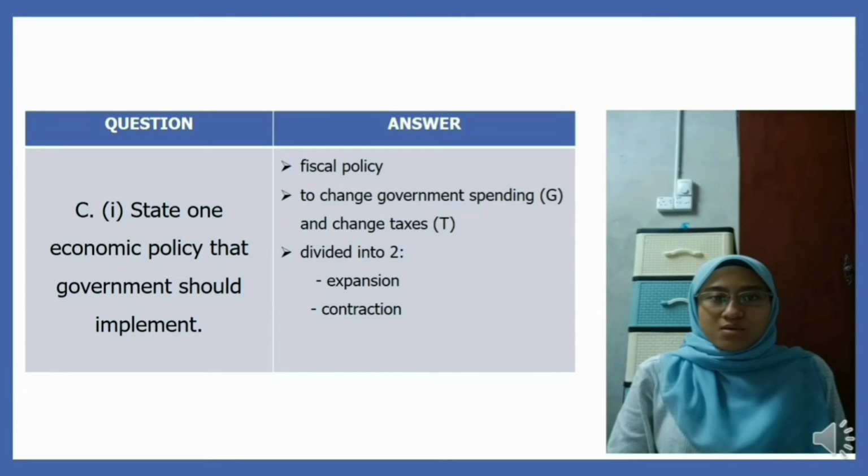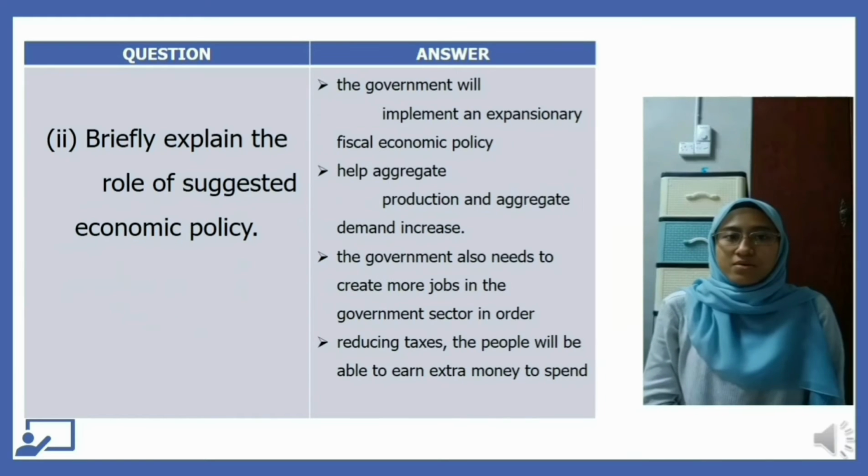For question C1, the question is: state one economic policy that the government should implement. So the answer is, the necessary economic policy implemented by the government is a fiscal policy that aims to change government spending and change taxes. This fiscal policy is divided into two: first, expansion, and second, contraction. For question C2, briefly explain the role of the targeted economic policy.